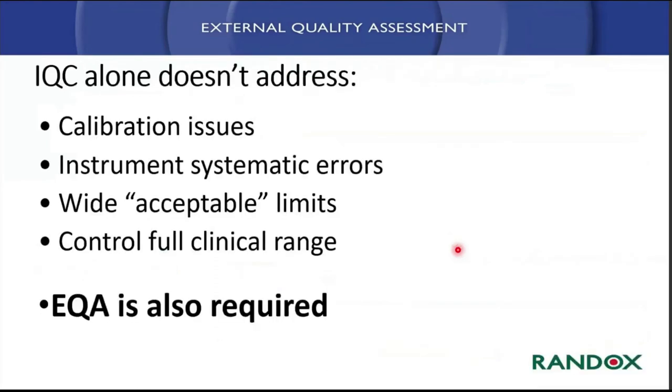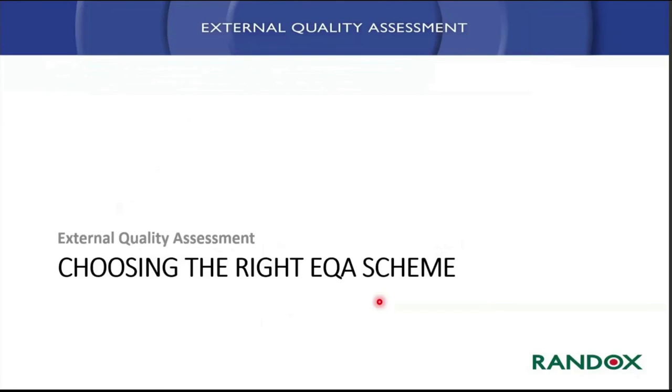So internal QC, in summary then, doesn't address your calibration issues, any instrument systematic errors, doesn't review your wide acceptable limits. And as well, whenever we're looking at control over full clinical range, this is one of the reasons as well why we look to see, is it a first party control or a third party? Sometimes first party controls, the ranges that they provide are quite narrow. Not always, but in some cases we have come across this where it basically makes the analyzer look better. So there is a recommendation that you would use a third party control. But also, as we just mentioned, hopefully you'll see that the EQA is also required.